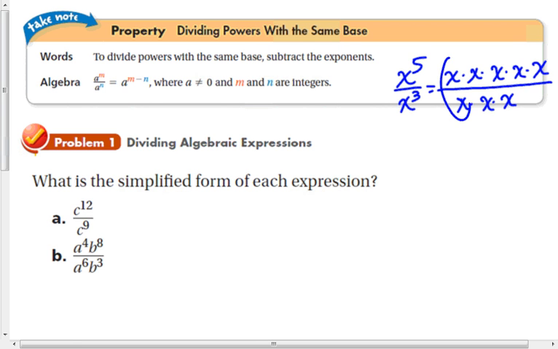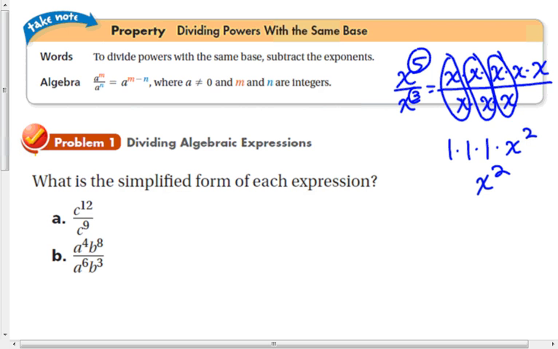And here x divided by x is equal to 1. Here another x divided by x is equal to 1. And here another x divided by x equals 1. So what we end up with is 1 times 1 times 1 times x squared, which is just x squared. And we can get that just by subtracting 3 from 5. All right, so let's apply that here.